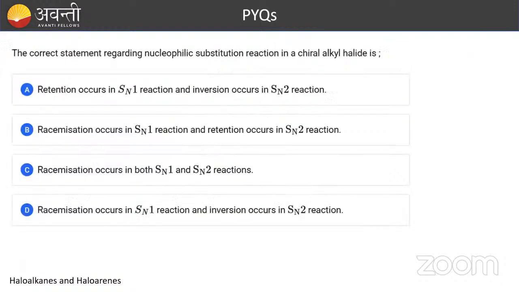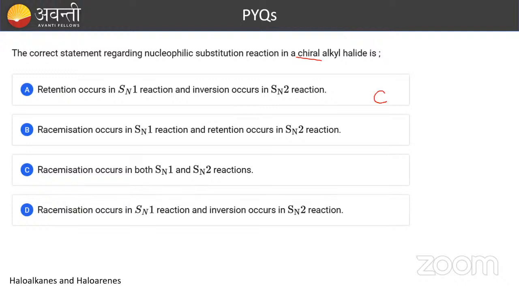The correct statement regarding substitution reaction in a chiral alkyl halide is. What is meant by chiral alkyl halide? The carbon which is attached to 4 different groups is called a chiral alkyl halide.